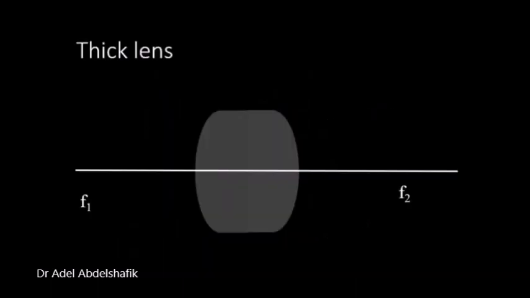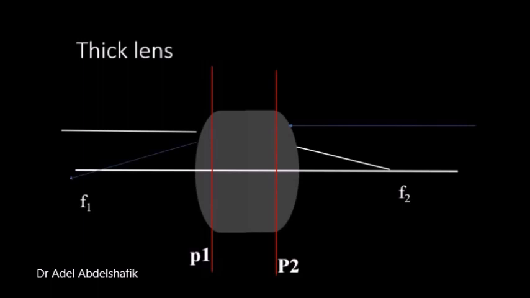Parallel rays falling into a thick lens will be refracted at P1 and will come out from the other side to reach F2. Parallel rays hitting the back surface of the lens at P2 will come out to reach F1. Oblique ray hitting N1 will come from N2 parallel to the original path.